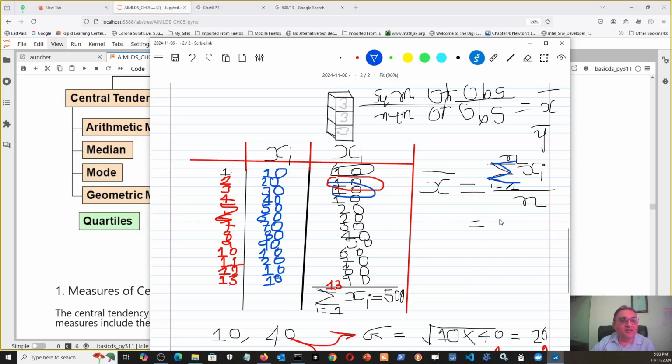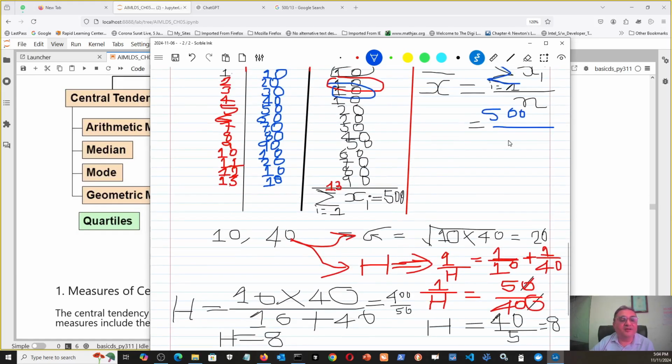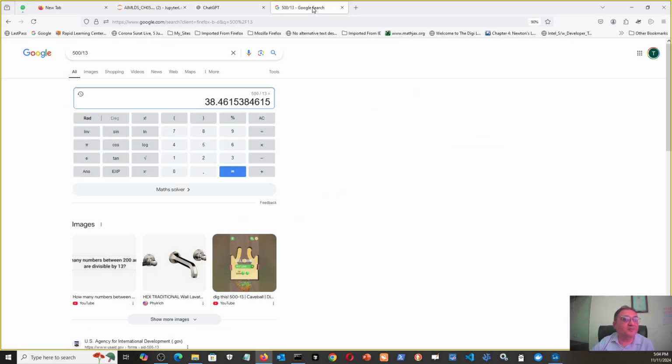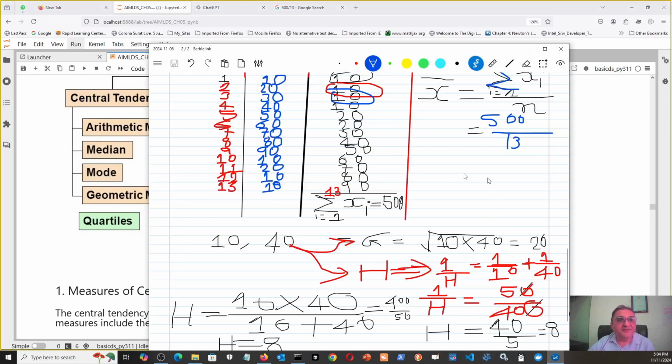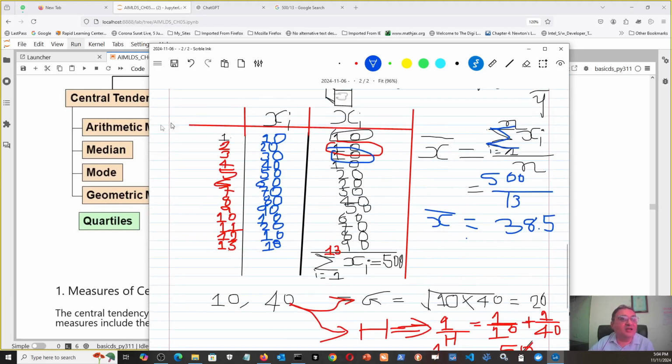So x bar would be equal to 500, because the sum I have already calculated for you, here it is, divided by 13. And the division also we just now did in the browser window. It was 38.46. Okay, so 38.46 was the division. So x bar, in my case the mean, is 38.46. Or can I write just 38.5, rounding? Okay, fine. Now this is just one type of mean. This is called arithmetic mean.